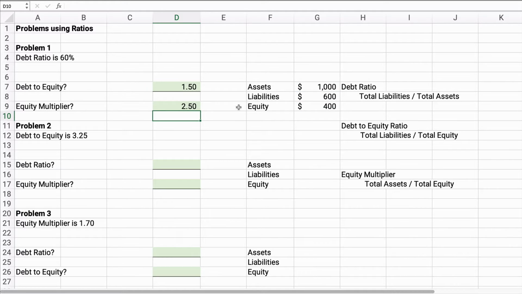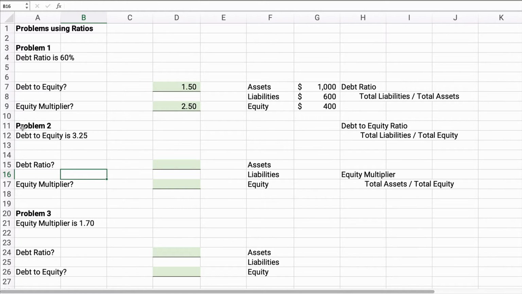Now, here's the little secret. If debt to equity is 1.5, then equity multiplier is 2.5. It's always one more. Well, why? Well, we talked about this earlier. If you look at the two formulas, liabilities divided by equity and total assets divided by equity. Liabilities divided by 400, 600 divided by 400, or if you add equity and liabilities together, you get assets divided by the 400. Well, equity over equity is 1.0. So moving from debt to equity to equity multiplier, which is assets to equity, means it goes up by 1.